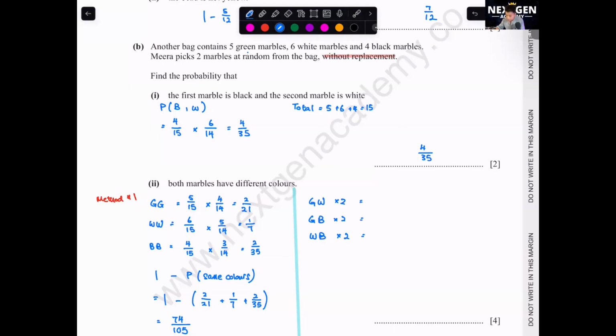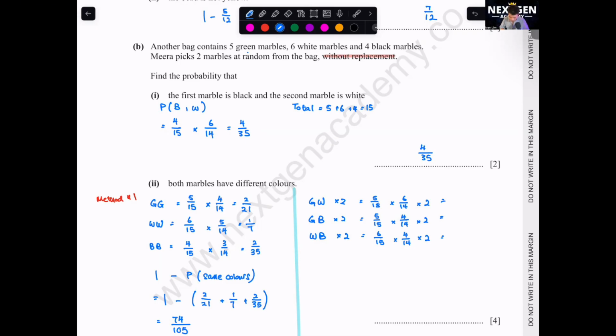Some of you like to do this method. So it'll be 5 over 15 times 6 over 14 times 2. 5 over 15 times 4 over 14 times 2. White, black, 6 over 15 times 4 over 14 times 2. Okay, calculate all of this.